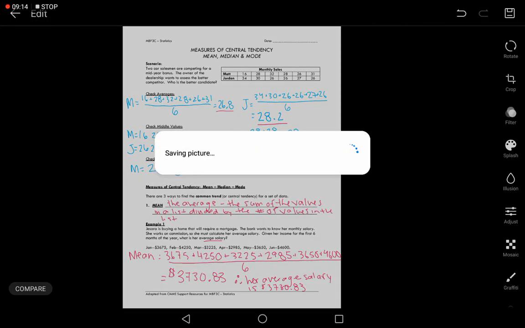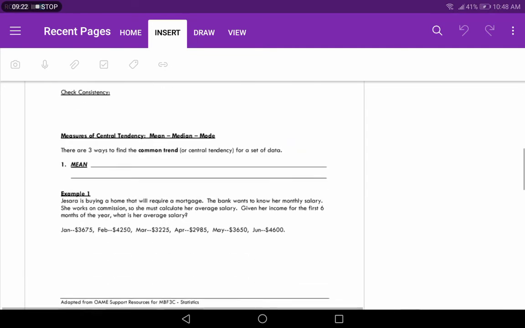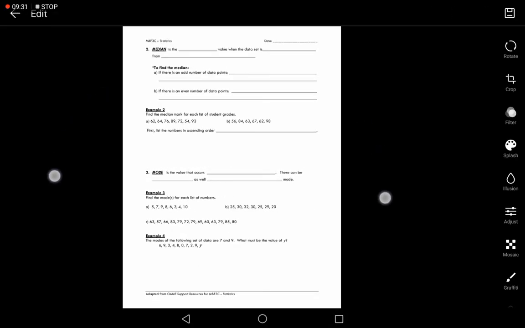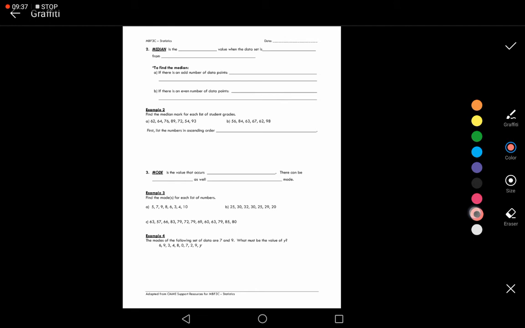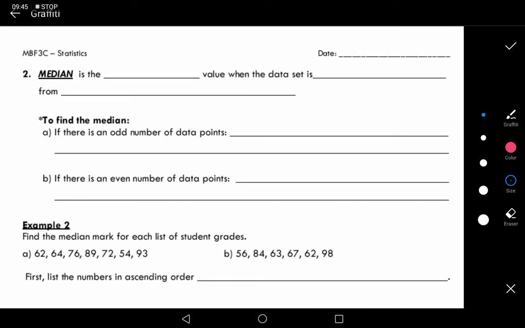Okay, so there's another page to this note because we've only looked at mean, right? And we know that the note is on mean, median, and mode. So I will pull that up. So the second measure we're going to look at is median. Okay, so median. The median is the middle value when the data is ordered from least to greatest.